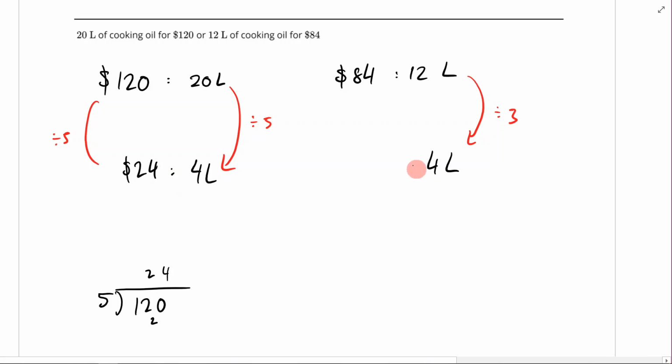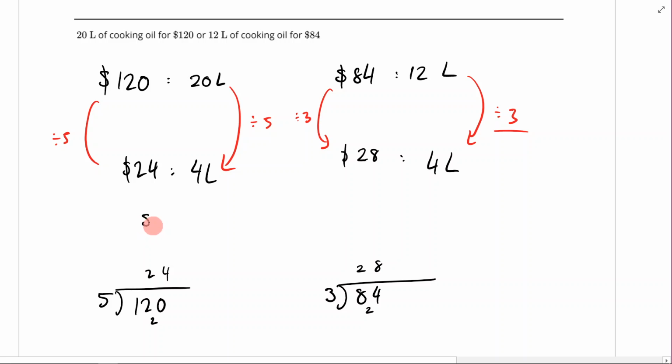And then we come over here and we do the same thing. I'm going to divide this side by 3. So it's going to be 84. How many times does 3 go into 8? It goes in twice, because 3 twos are 6, with 2 left over. How many times does 3 go into 24? It goes 8 times. So it will be $28.